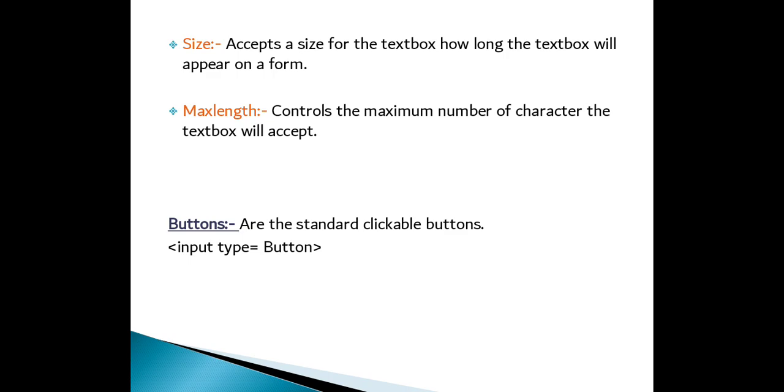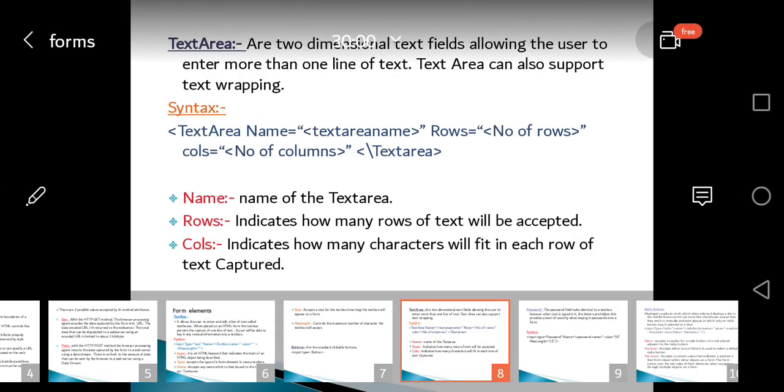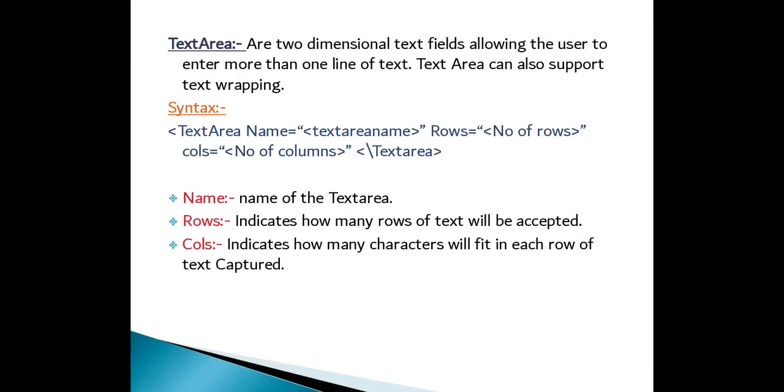Input type equals button. Okay, so next we have text area. So text area is a two-dimensional text field allowing the user to enter more than one line of text. Text area can also support text wrapping.